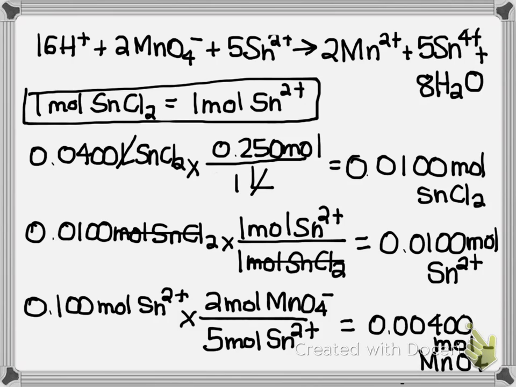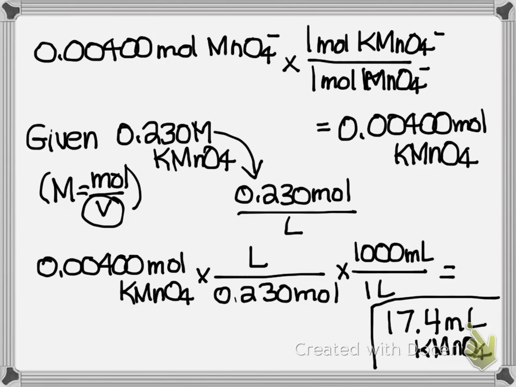Once we knew the moles of tin, we could use the ratio to determine the moles of permanganate. Permanganate is also a 1-to-1 relationship, looking at the formula, with potassium permanganate. So if I have 0.004 moles of permanganate, then I would have 0.004 moles of potassium permanganate. Now I was given the concentration of potassium permanganate. So if I know the concentration and I know the moles, I'm able to calculate the volume. And so I ended up calculating the volume.